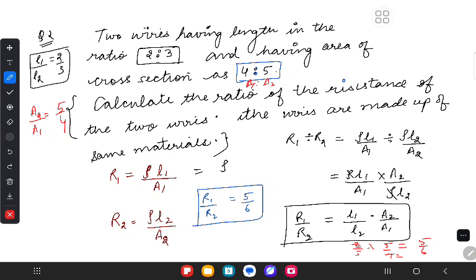That's the basic idea we have. Are we understanding? So you understand that when we have R1 upon R2, that's 5 by 6. That's my ratio. Understood the part? Yes or no? So that's one question. Now, second question, just have a look.